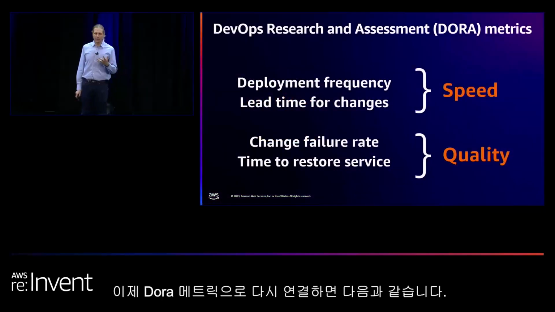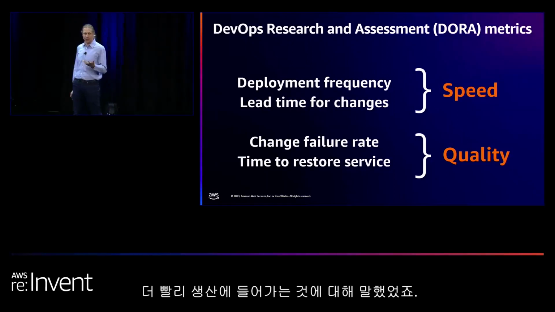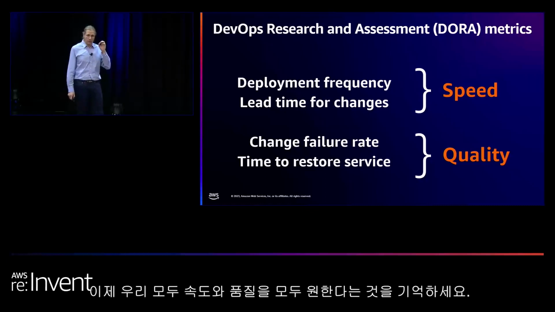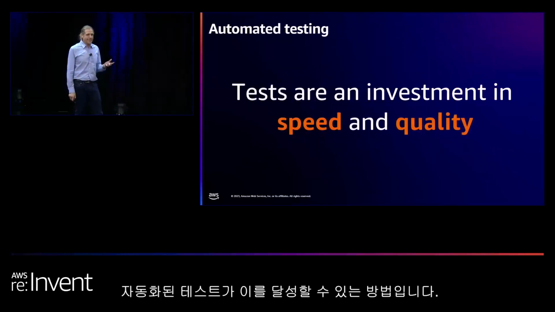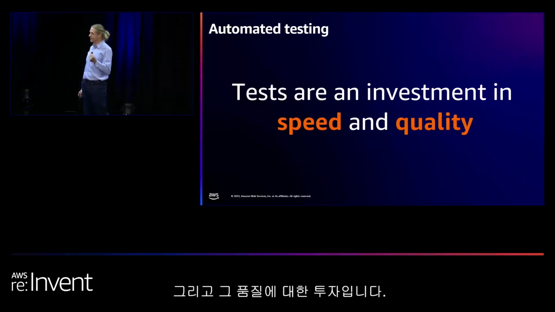Now, just linking back to those DORA metrics I was talking about earlier, about getting things into production quicker. Remember, we want both speed and quality. Well, automated testing is the way to get there. Good testing is an investment in that speed and in that quality.